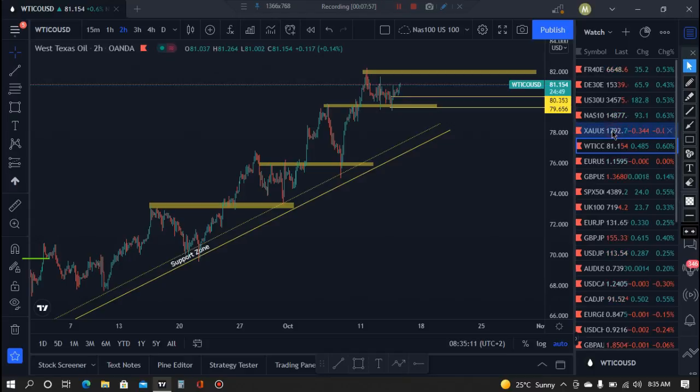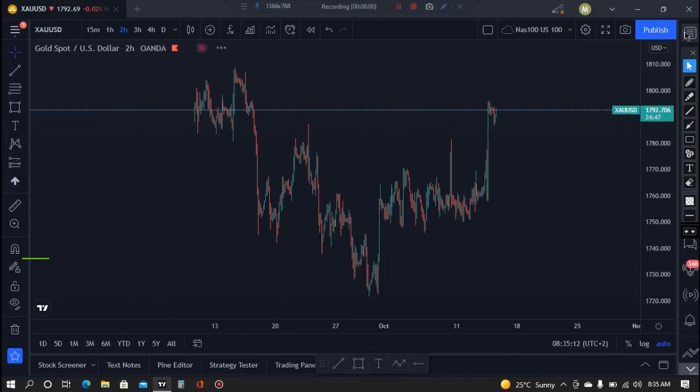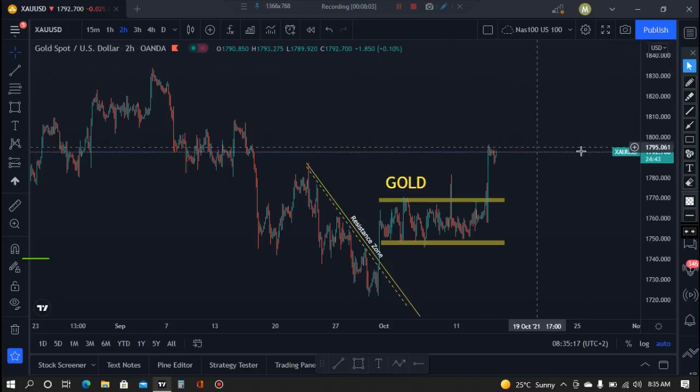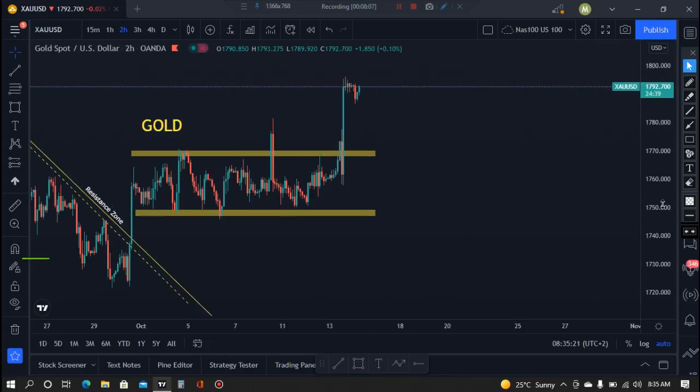So let's check the big boy, gold, and see what is happening on gold. So gold is also rocking, guys. It's also doing its thing. So you can see that.